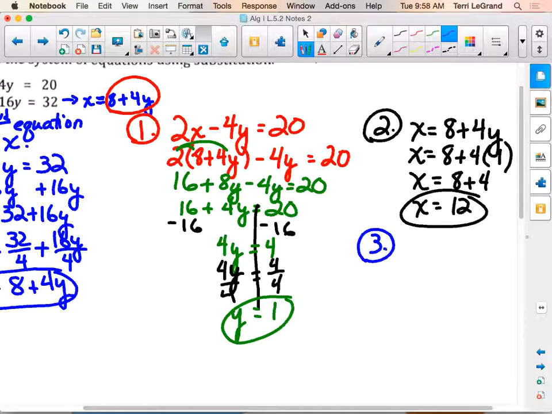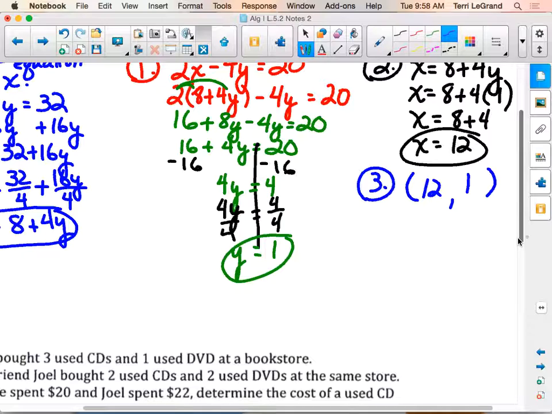And step number 3, our solution is (12, 1). These two lines would intersect on the graph at ordered pair (12, 1). Okay, check problem. And where do we do our check problem? In the original for both of them.